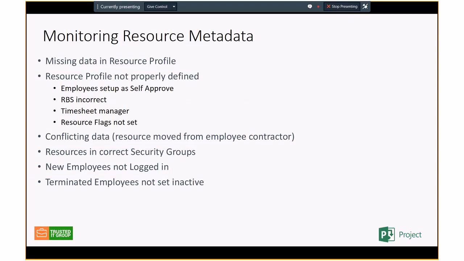Or if you're using RBSs, it's not required to use them, but a lot of companies do. But if you are using them, those fields shouldn't be blank, because if they are blank, the security within your PMO is going to work differently. So you might want to run a scan of all your work resources just to validate that your RBS not only has data in it, but is set up properly.